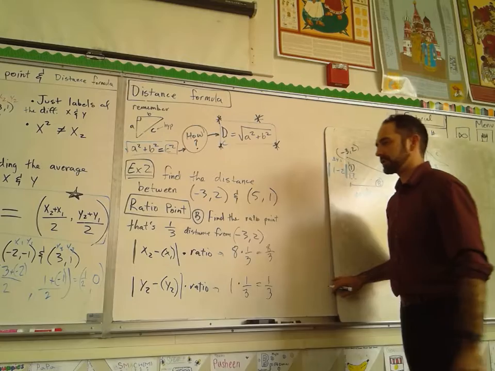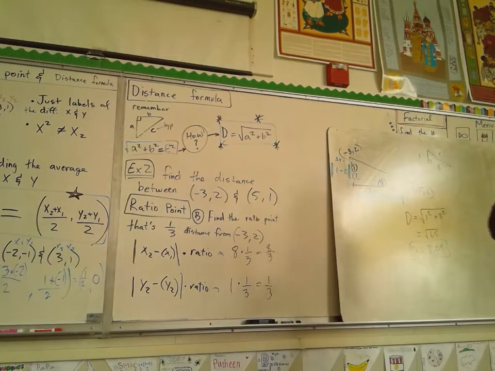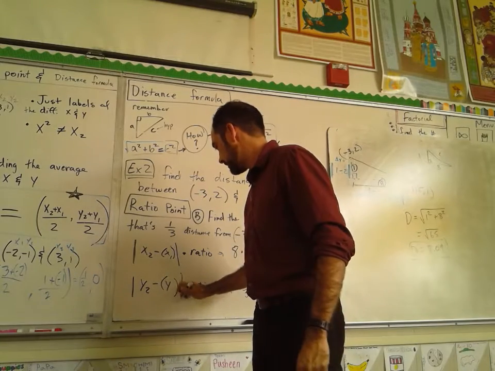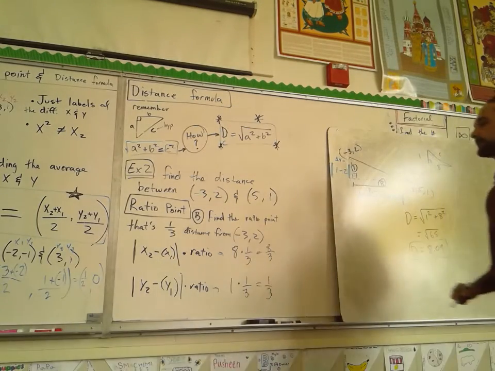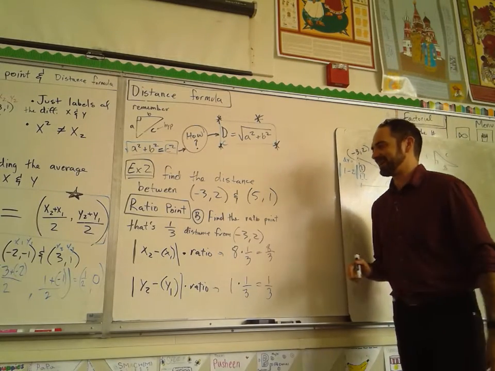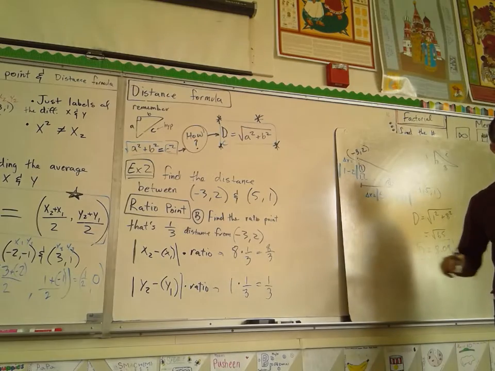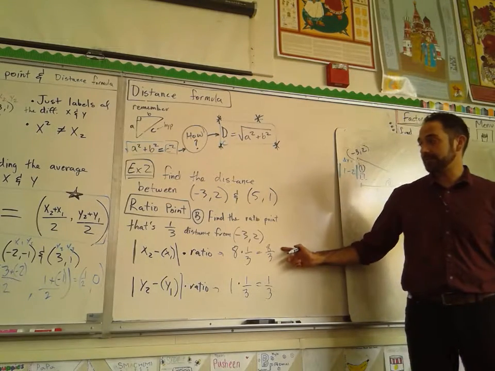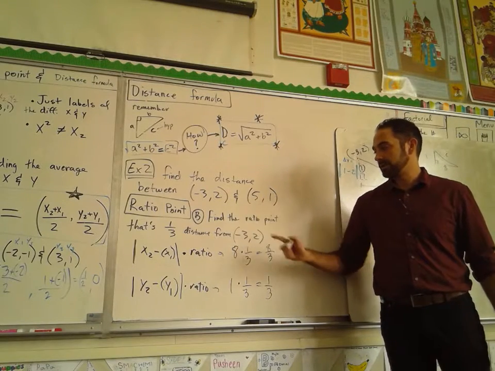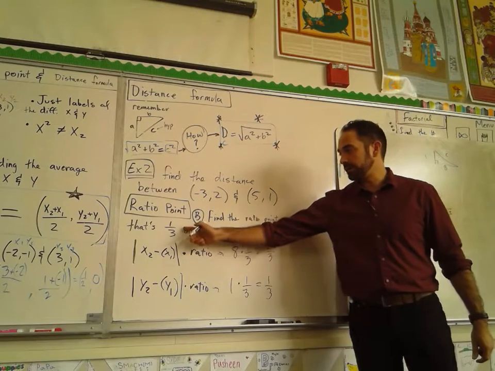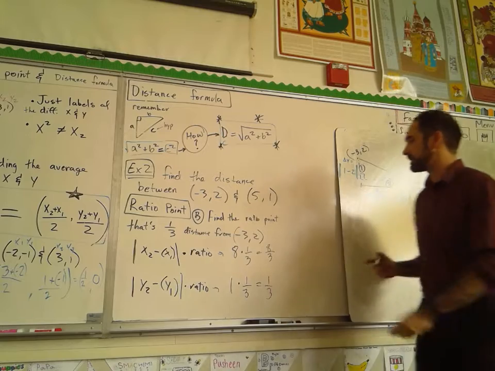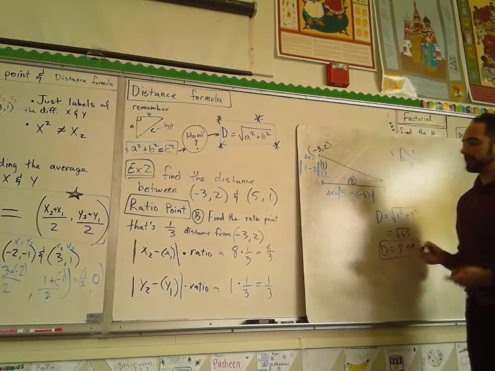Now, this isn't the new ordered pair. This is the increment. Instead of the entire distance between these two points, what we're saying here is, what is 1/3 of the distance from this top point, from (-3, 2)? What's 1/3 of the distance?